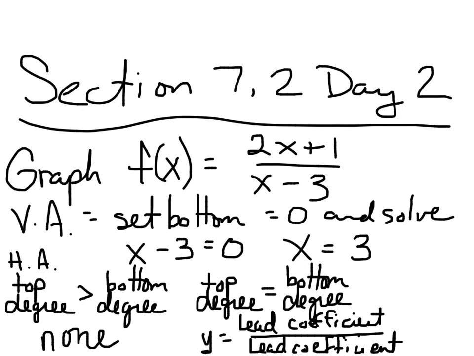So 1 and 1, it's the same. What's the lead coefficient of the top? 2. What's the lead coefficient of the bottom? 1. What's 2 divided by 1? That's your horizontal asymptote. So for this particular one, we'd have y equals 2. Now, there is one other scenario. What's the only other scenario we haven't talked about? When the top degree is smaller than the bottom.